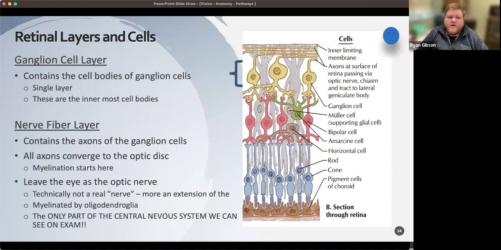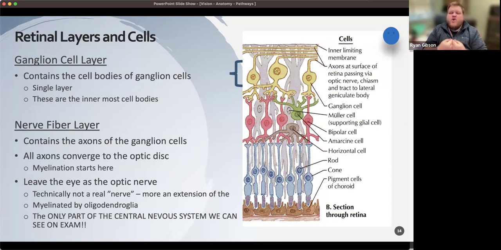So these ganglion cells are the innermost cell bodies. These are the neurons that are going to be the final neuron that fire before we send all of these axons into the optic nerve. And then interestingly enough, our nerve fiber layer contains all the axons of the ganglion cells. And they're going to travel inward toward the optic nerve, and they're all going to converge on that optic nerve so they can go inward.